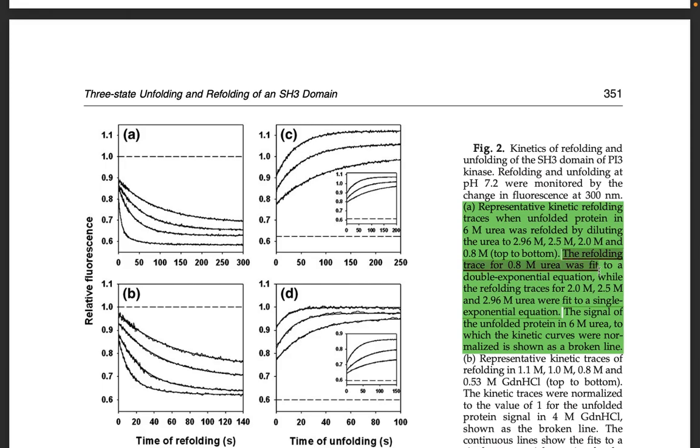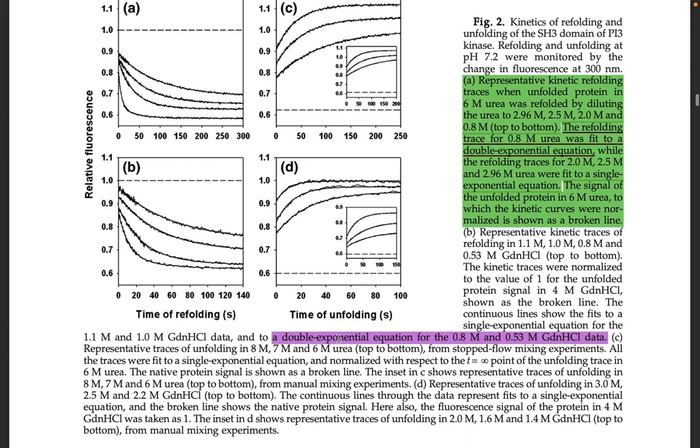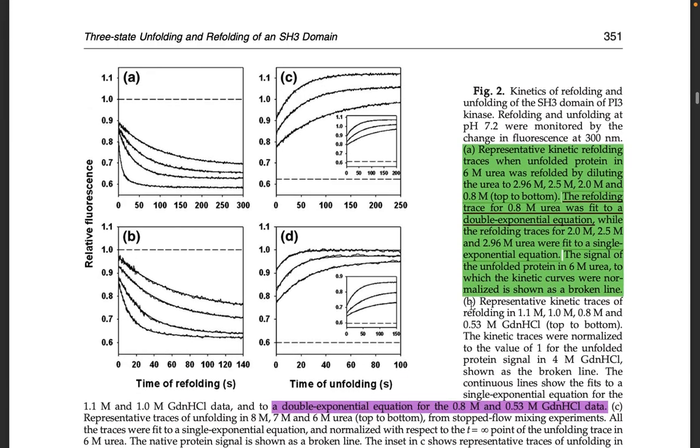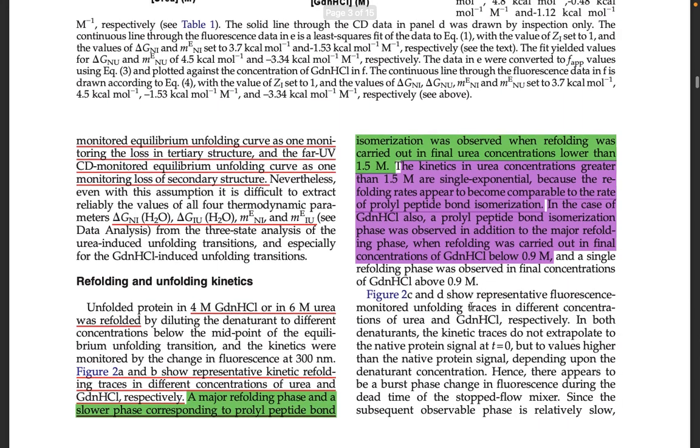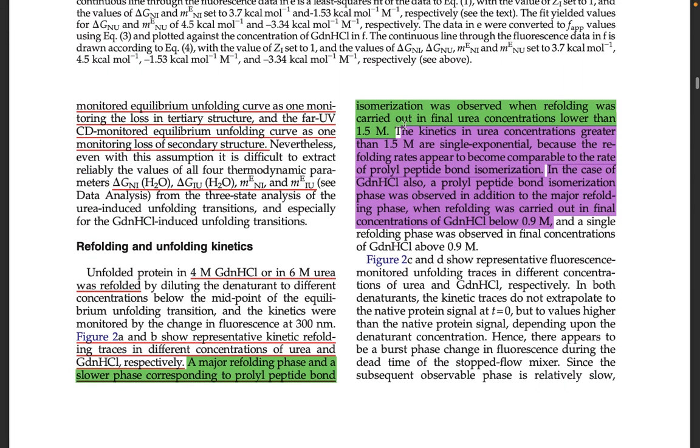In this plot, 0.8 molar is fitted to a double exponential. Here also it is double exponential, at 0.53 molar guanidinium hydrochloride. The kinetics in urea concentration greater than 1.5 molar are single exponential. The same thing, because the refolding rates appear to become comparable to the rate of prolyl peptide bond isomerization.